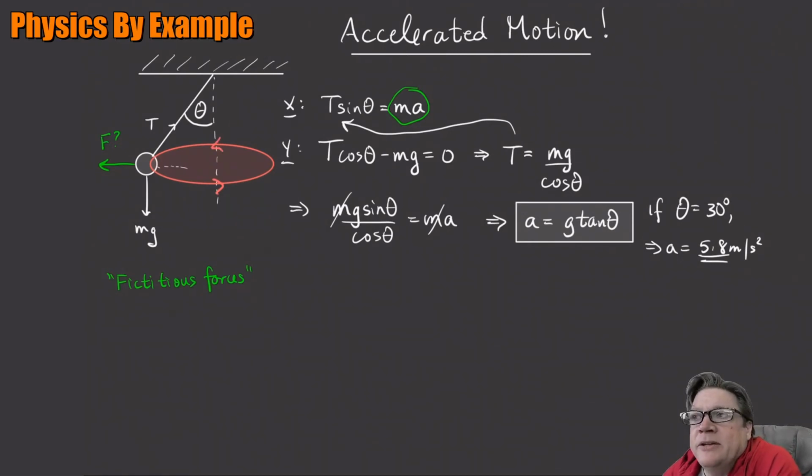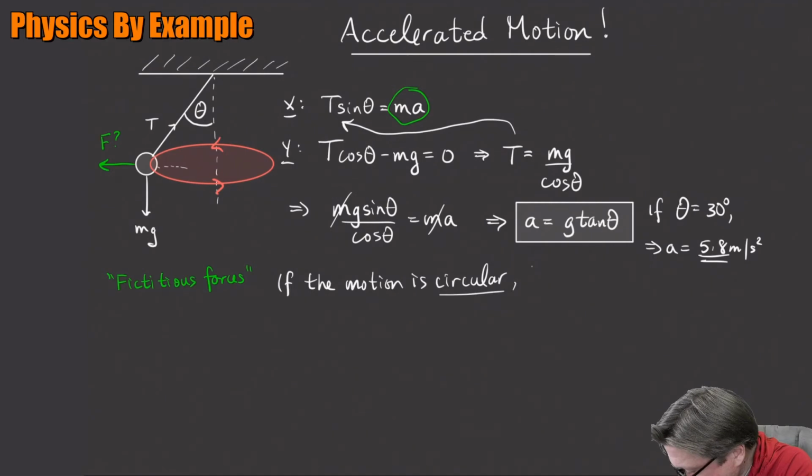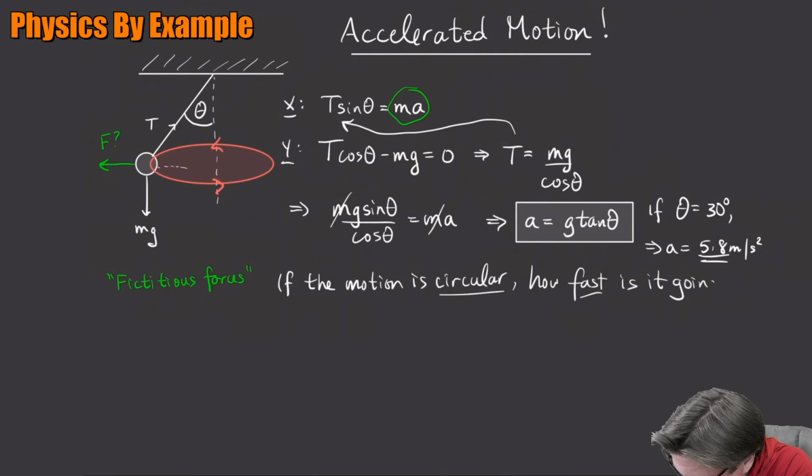And what we might want to know is, this is a related problem because the faster the thing goes, the greater that angle is going to be. All right. So if we make an angle theta, how fast is the mass going around in that circle? That's another question we can ask. Okay, so if the motion is circular, how fast is it going? All right. Okay, nothing changes.